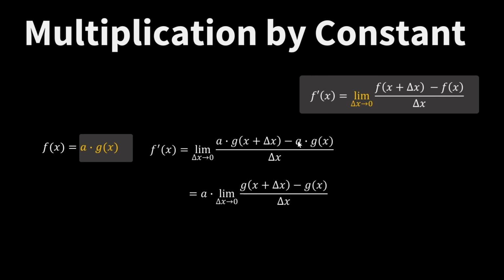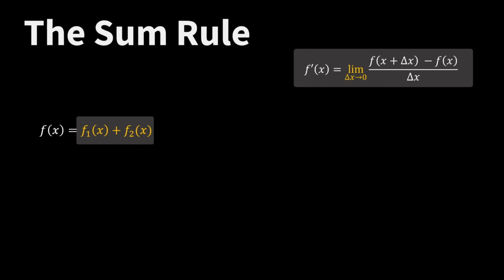We can factor out a, and since a is not dependent on delta x, we can factor it out of the limit. Now what you see here is the definition of the derivative of the function g. So our result is a times the derivative of g. Another very nice result. So the derivative of a times a function is simply a times the derivative of this function. The last rule is the summation rule.